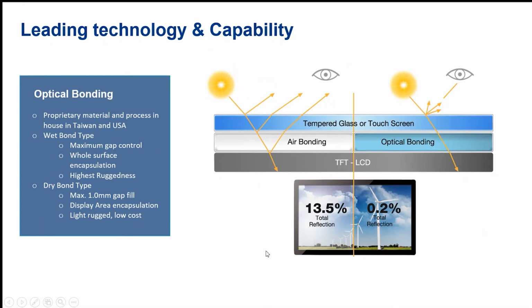So optical bonding is a process for laminating the cover glass or touchscreen to the LCD panel. The silicone gel or urethane is inserted between the LCD and the glass. The assembly is then cured in a process that affixes the panels together while solidifying the gel.